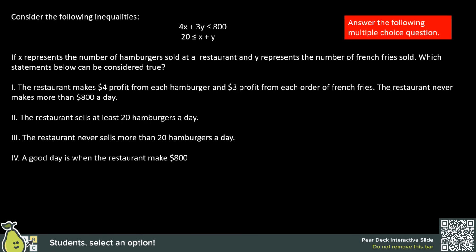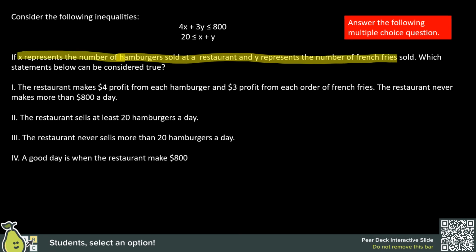Okay. This one here says, consider the following inequalities. We've got 4x plus 3y is less than or equal to 800, and 20 is less than x plus y. It says, if x represents the number of hamburgers sold at a restaurant, and y represents the number of french fries sold. Okay, so x is burgers, y is fries. It's important. I'm going to go ahead and highlight that. Which of the following statements can be considered true?